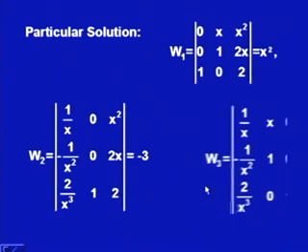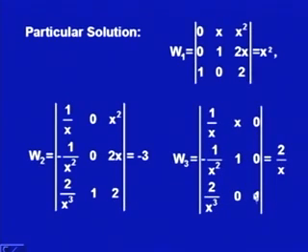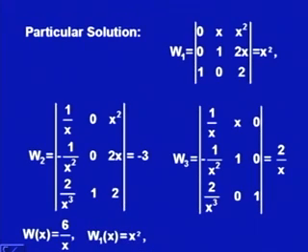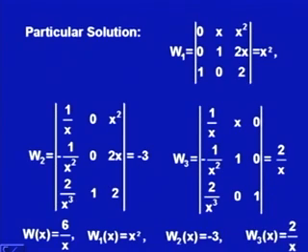Similarly, W3, the third column we have changed to 0 0 1. If I expand this one, I would get 1 by x plus 1 by x, that is 2 by x. So, we have got W as 6 by x, W1 as x square, W2 as minus 3 and W3 as 2 by x. Now, we are ready to find out those functions u1, u2, u3.